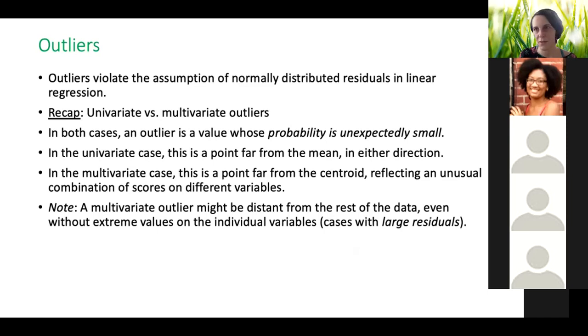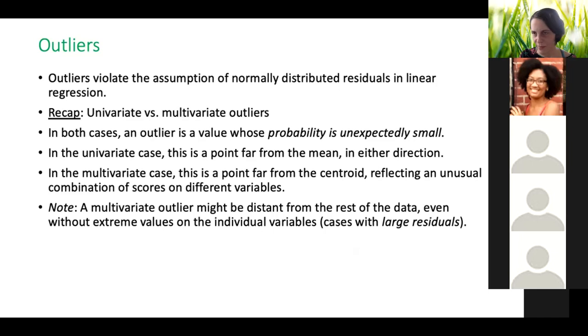And that means in the univariate case, if you're focusing only on one variable, in this case, when we are talking about simple linear regression, only on the predictor variable or only on the outcome variable, then it's a point that is far from the mean in either direction. And in the multivariate case, it's a point that is far from the centroid. So that means it reflects an unusual combination of scores on different variables.